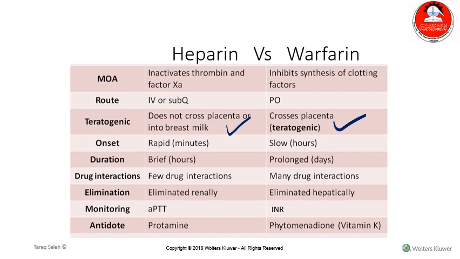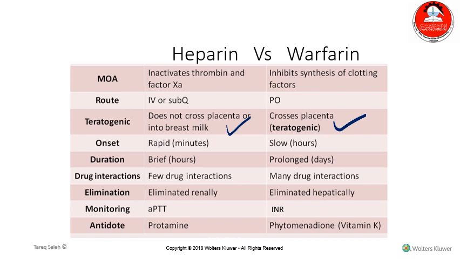Warfarin, since it's metabolized in the liver, has many drug-drug interactions. Heparin is not that much metabolized in the liver. Instead, it's metabolized in the monocyte macrophage systems, and it has fewer drug-drug interactions. But on the other hand, heparin is eliminated renally, which means its use is limited in patients with renal insufficiency, while warfarin tends to be safer in those patients. However, warfarin should be used with caution in patients with liver disease because it's heavily metabolized in the liver.